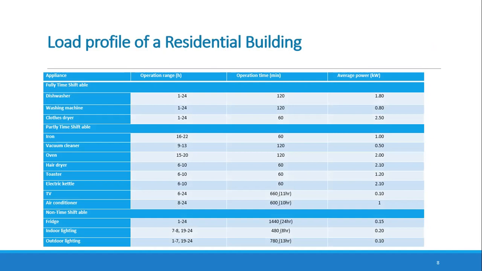So, a load profile of a residential building. We have a residential building in which we have different loads, as you can see. Some of them are fully shiftable loads, which are the dishwasher, washing machine, and clothes dryer. Some are partially shiftable. These are the iron, vacuum cleaner, oven, hair dryer, toaster, electric kettle, TV, and air conditioner. But three of them are non-shiftable, meaning they have to be used at specific times. We cannot do any scheduling for those. These are the fridge, indoor lighting, and outdoor lighting.